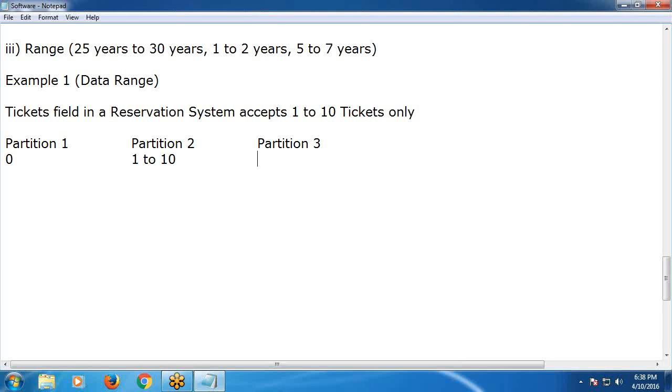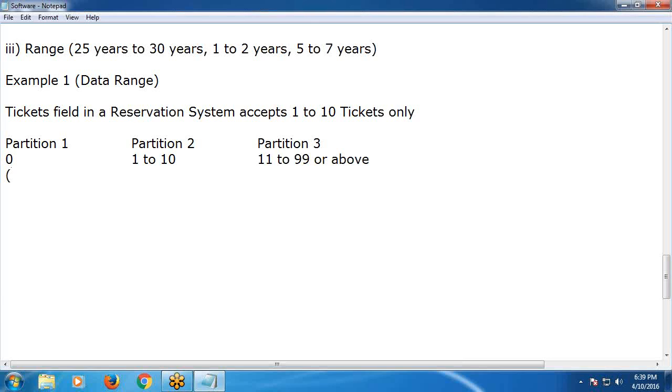Greater than 10. Suppose 11 to 99 or above. See, from the first partition we have to take one or two inputs from every partition, then we can cover all areas. You need not take all inputs.